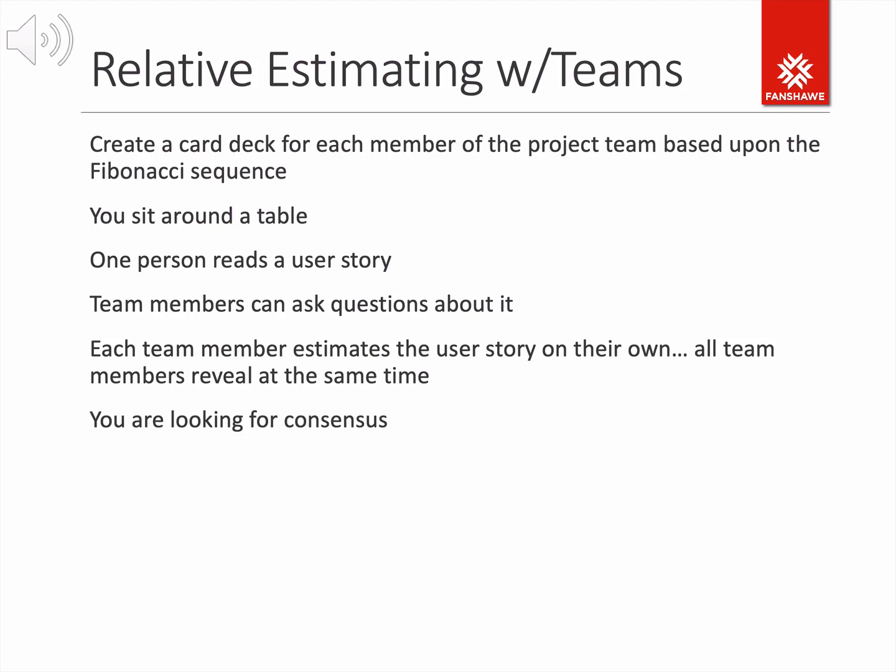Well, the way this works is we create a card deck for each member of the project team based upon the Fibonacci sequence. So in the card deck, we would have a card that says 1 on it, another card that says 2, another one with 3, and so on. And in fact, a lot of these card decks might have something less than 1, so it could be maybe a half. So you have this card deck: a half, 1, 2, 3, 5, 8, 13, and so on. Basically, each member of the project team sits around the table, and they have a copy of the card deck. One person then reads the first story in the product backlog.